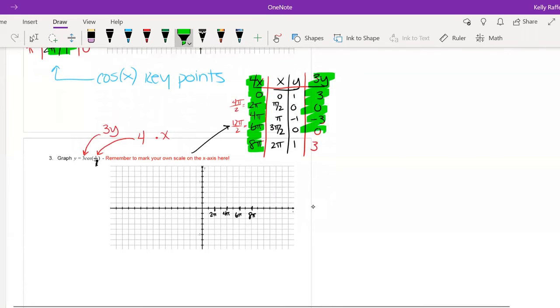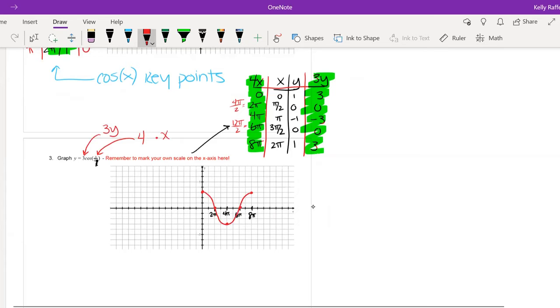All right, and I'll graph my points in here. So I've got 0, 3, 2 pi, 0, 4 pi, I'm at -3, 6 pi, 0, and 8 pi, 3. So it's always the same curve. We've got like our valley and then our mountain.